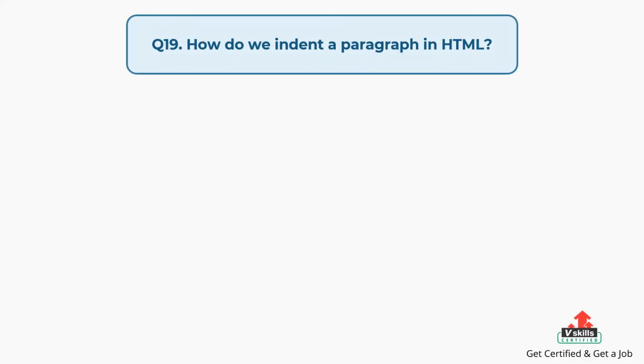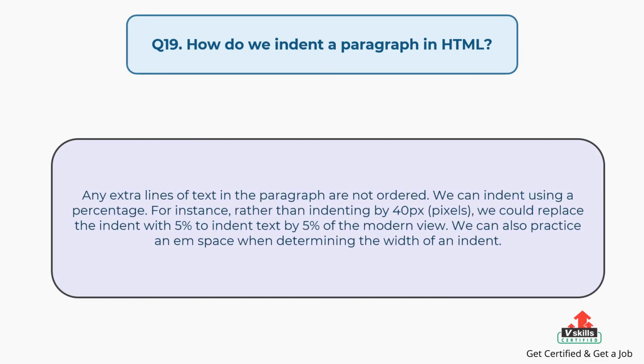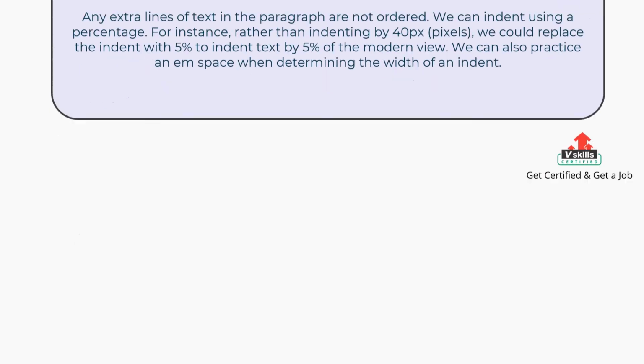Question number 19. How do we indent a paragraph in HTML? The answer is, any extra lines of text in the paragraph are not indented. We can indent using a percentage. For instance, rather than indenting by 40 pixels, we could replace the indent with 5% to indent text by 5% of the modern view. We can also use an em-space when determining the width of an indent.